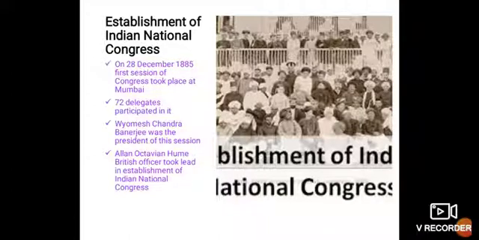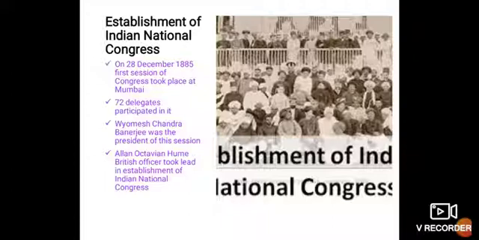Establishment of Indian National Congress. On 28th December 1885, the first session of the Indian National Congress was held at Gokuldas Tejpal Sanskrit School in Mumbai. Yes, my dear students, the Indian National Congress, a new organization, a new party, was established on 28th December 1885. And its first session was held at Gokuldas Tejpal Sanskrit School in Mumbai.